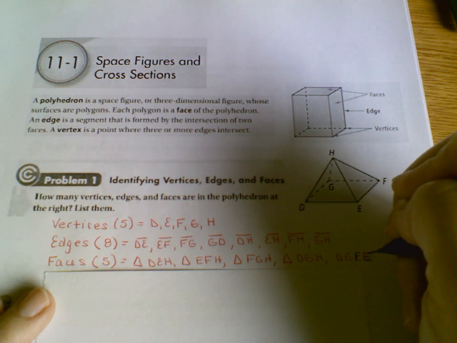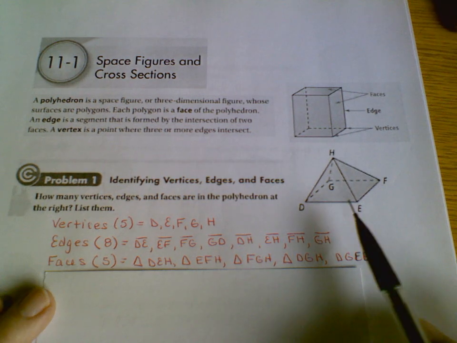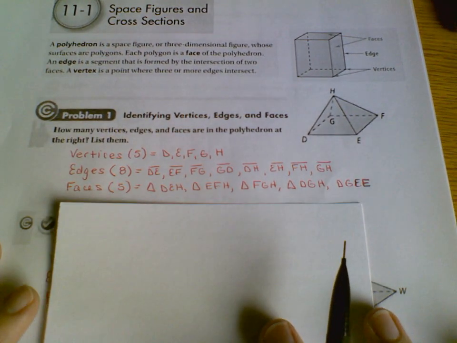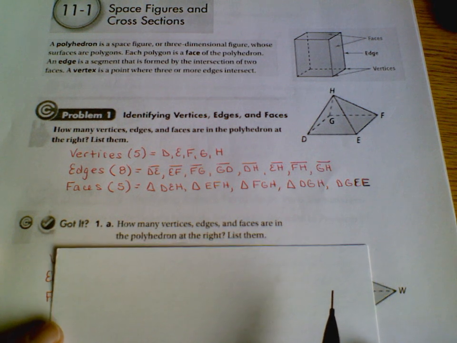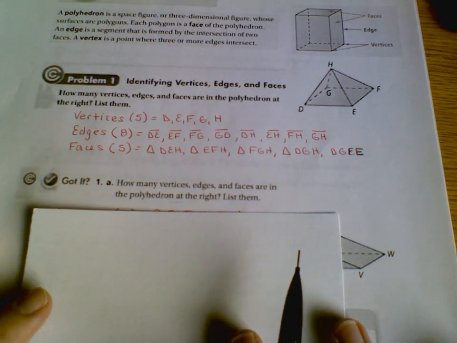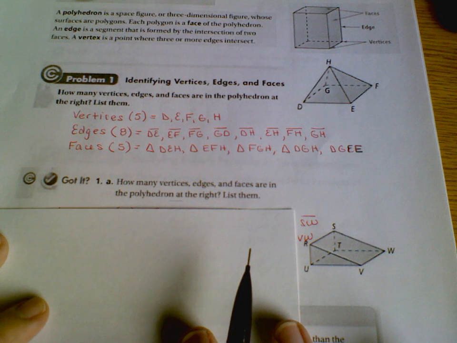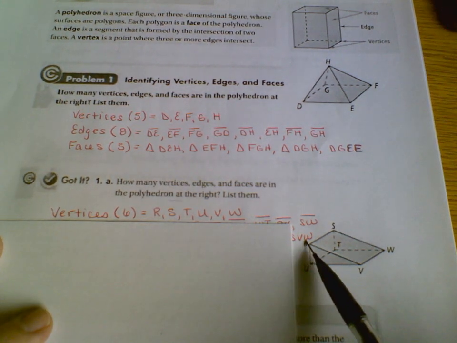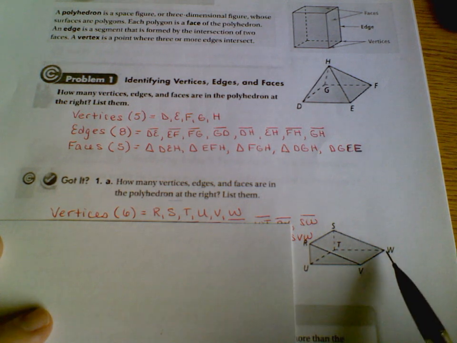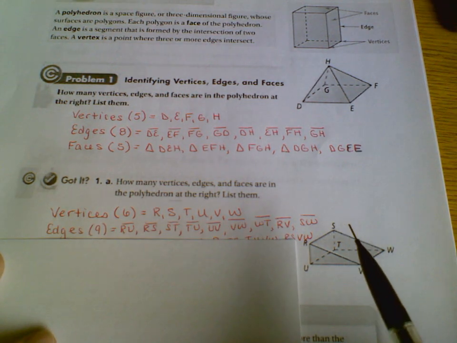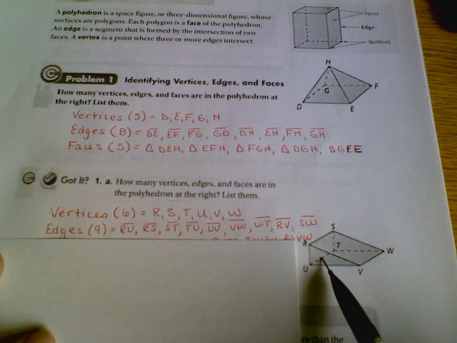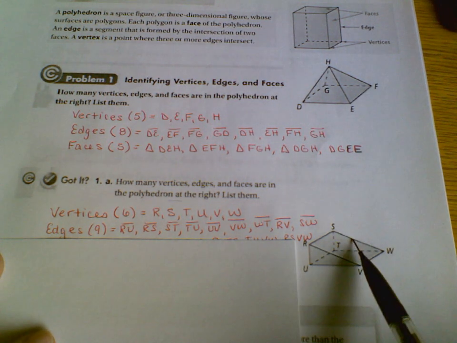On these, you're just practicing making sure you know what that vocab is. So I would like for you to pause the video and try the next one. In the got it question, we have the same thing, wanting you to identify the vertices, edges, and faces. I would have 6 vertices: R, S, T, U, V, and W. For the edges, you should have 9. 1, 2, 3, 4, 5, 6, 7, 8, and 9.